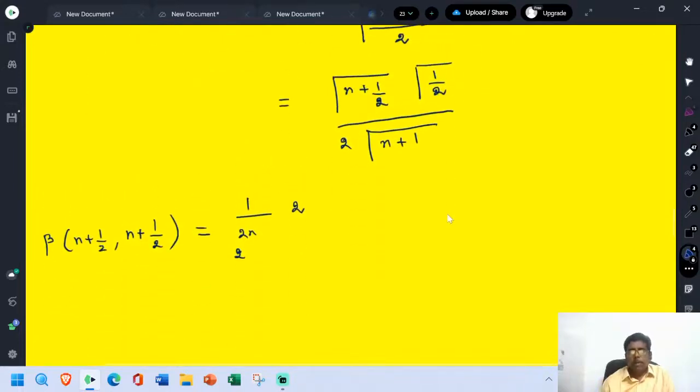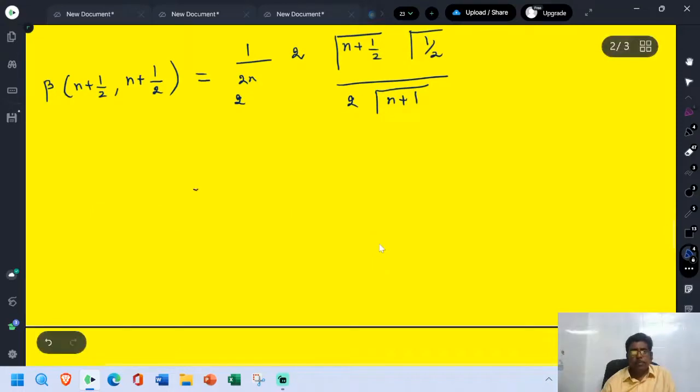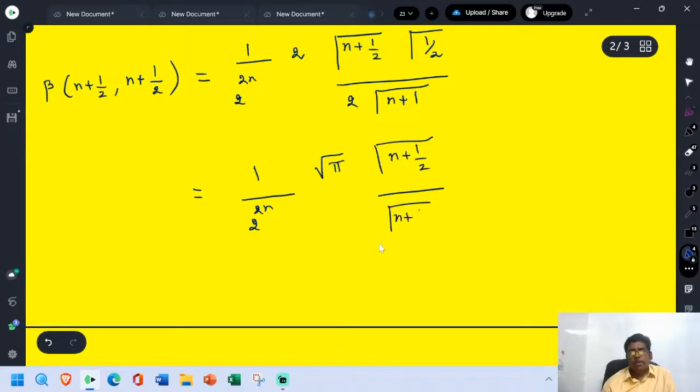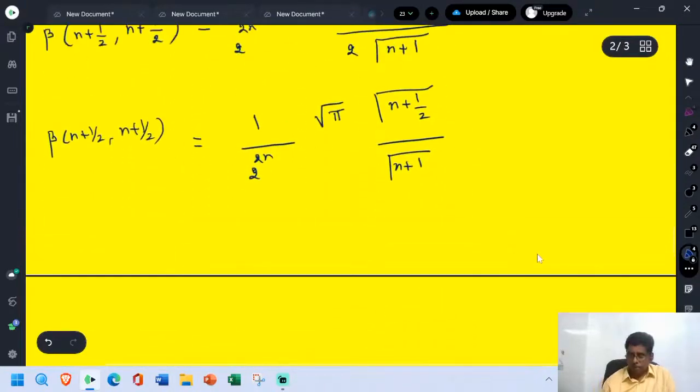Substitute this value: gamma of n plus 1 by 2 into gamma of 1 by 2, whole divided by 2 into gamma of n plus 1. This is further modified as 1 divided by 2 power 2n, 2 gets cancelled. Then the value of gamma of 1 by 2 is root pi, into gamma of n plus half divided by gamma of n plus 1. These two terms are written as such. This is the value of beta of n plus 1 by 2 comma n plus 1 by 2. Mark this one as equation 4.